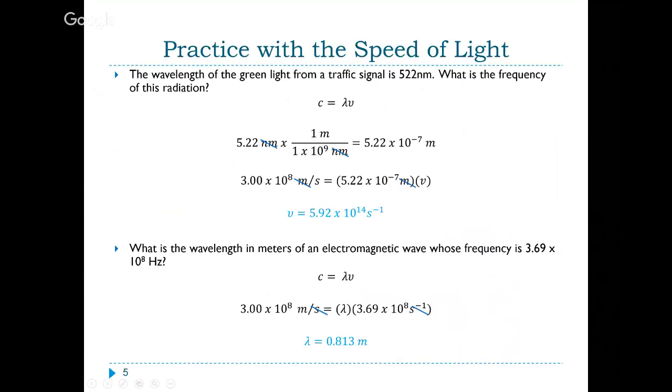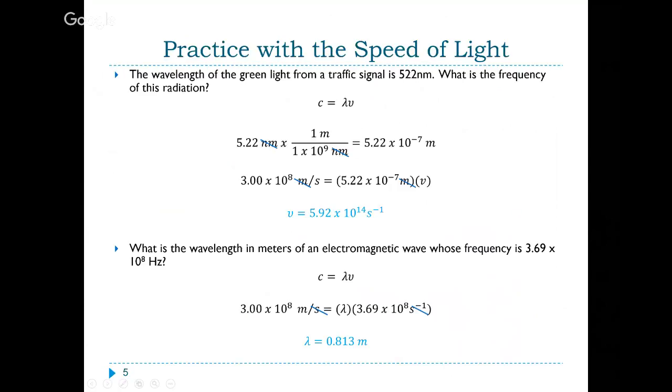These are the only two things that we can do with the speed of light equation. Why? Because the speed of light is constant. So you're either going to divide by a wavelength to find the frequency or divide by the frequency to find a wavelength. That's all we can do. We want to pay attention to our units.